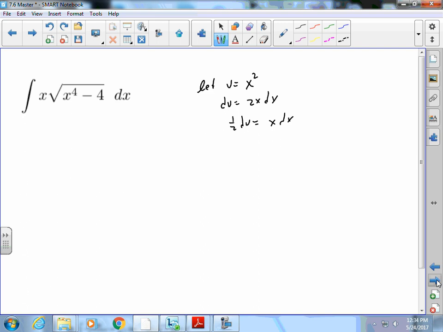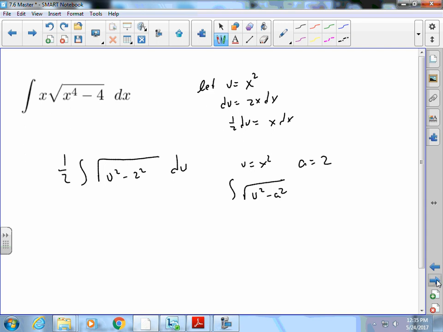So I have a 1/2. It looks like I have the square root of u squared minus 2 squared du. So I need to find something like that, where we already know that u is equal to x squared, but now a is equal to 2. So we're looking for something to be the square root of u squared minus an a squared du.